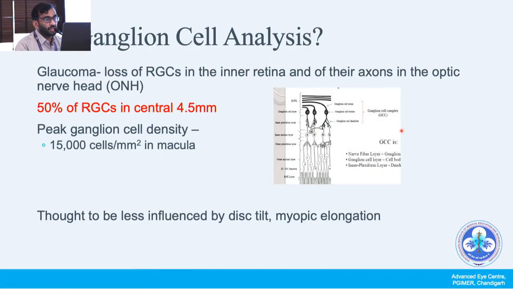And the GCC, why is GCC important? Because 50% of your RGC will stay within 4.5 millimeters of the center. So the RGC is very important, and it's thought to be less influenced by the tilted disc or myopic elongation. So GCC is also now part of OCT evaluation, which is more relevant recently.